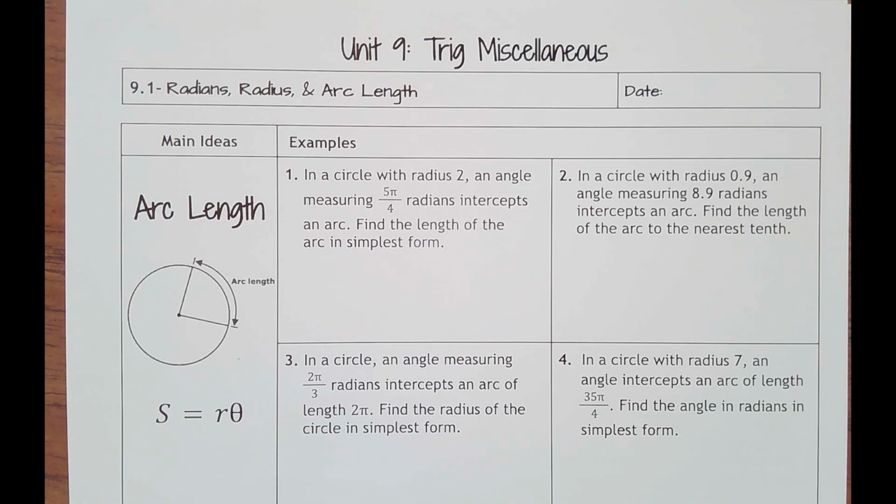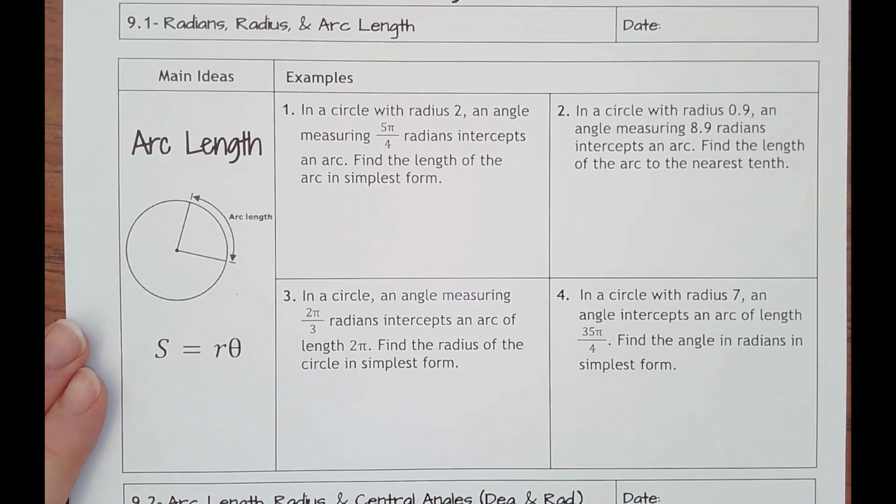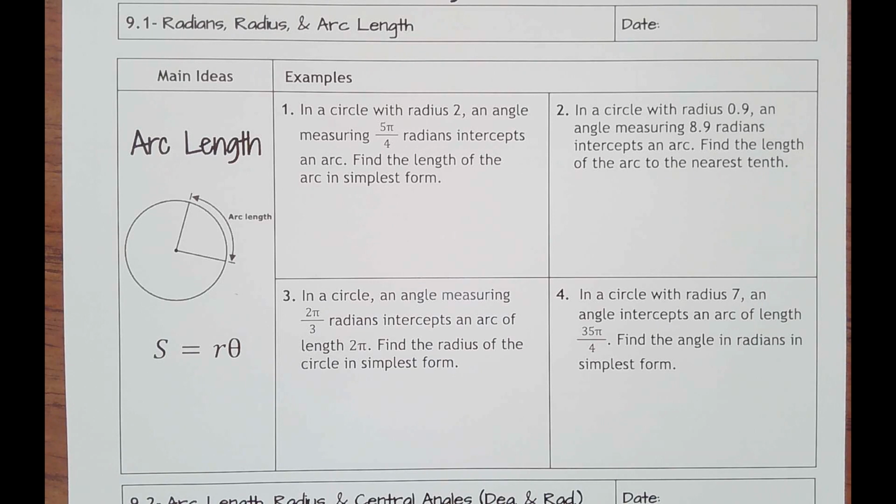We actually did some of this in geometry, but it still shows up a lot, maybe on the ACT, so we need to go over it. Number 1 says: in a circle with a radius of 2, an angle measuring 5 pi over 4 radians intercepts an arc. Find the length of the arc in simplest form.